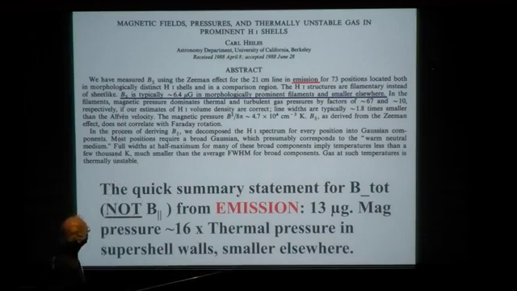The magnetic field in those shells, 6.4 microgauss, but this is the line of sight component, not the total component. I quoted the total component for absorption, and it was 6 microgauss. The total component for emission is twice this value, which is 13 microgauss. That brings the magnetic pressure up to 16 times the thermal pressure, which is not unreasonable because you've got this dynamic pressure associated with the expanding shell.